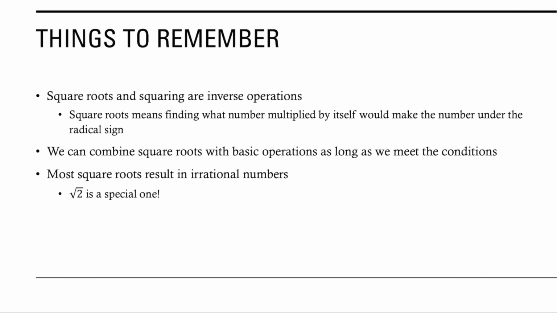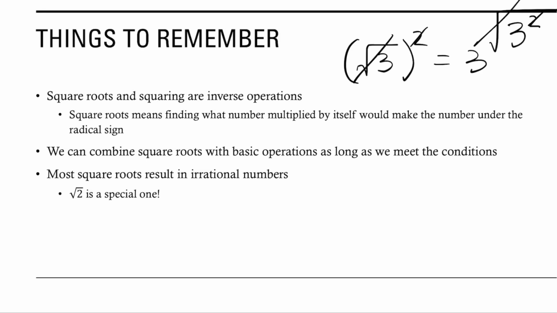So some things to remember, square roots and squaring are inverse operations. So if I do the square root of 3 and then I square it, I actually just end up with 3. It's like these cancel out there. Or vice versa. If I have 3 squared and then I square root it, again, these cancel out. You end up with 3. Just the same as if you had plus or minus or multiply or divide. They end up canceling each other out.